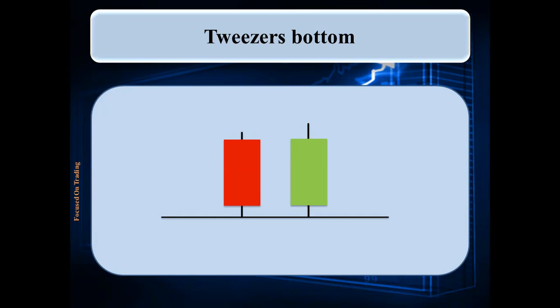Tweezers. First, tweezers bottom. The last two-candle patterns in this list are tweezers bottom and top. Probably some traders see no difference between engulfing and tweezers. That's normal because they only take a quick look at the point. Now let me clear up the difference.